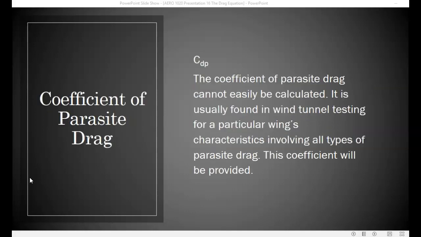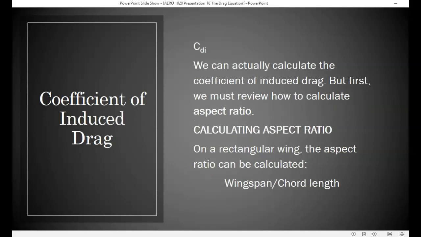Unfortunately, the coefficient of parasite drag can't be calculated very easily because it's usually found in wind tunnel testing. So that coefficient, the coefficient of parasite drag, will always be provided for you. However, we can actually calculate the coefficient of induced drag. But before we can do that, we first should review how to calculate aspect ratio.